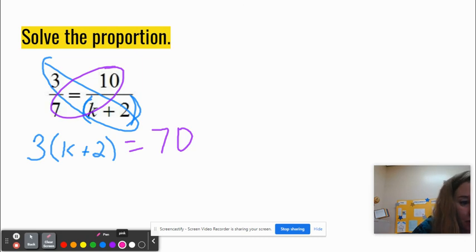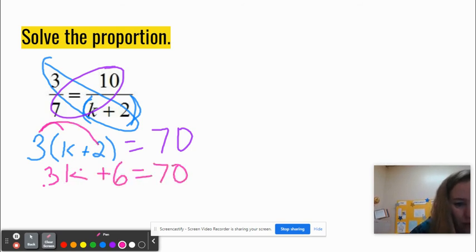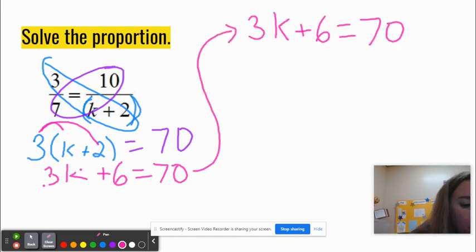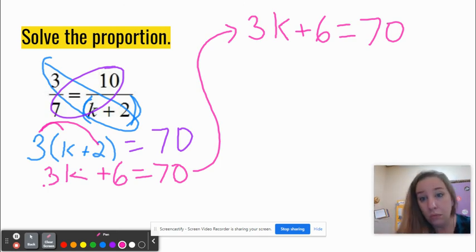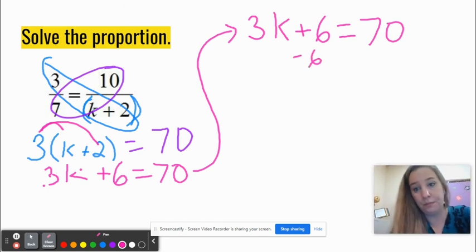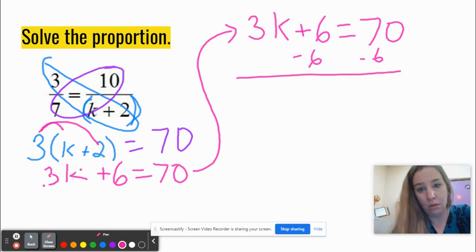Now, distributive property, 3k. 3 times 2 is positive 6 equals 70. I'm going to rewrite this up here so I have a little more space. All right, so now it's a 2-step equation. Subtracting 6, 3k. 6 minus 6 is nothing. That's why we did that.